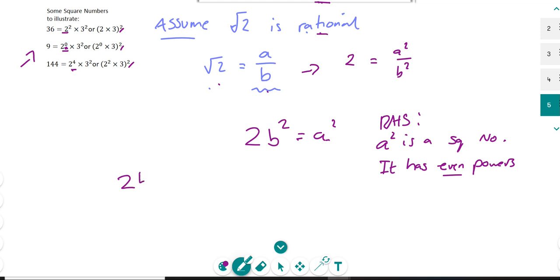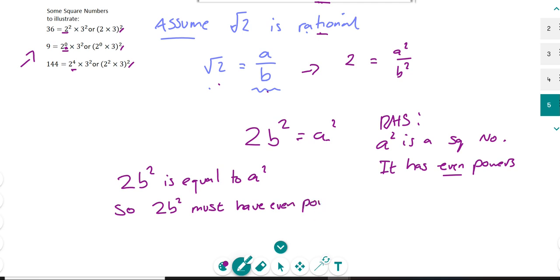So we can also say 2b squared is equal to a squared. So 2b squared must have even powers too, because they're the same number, aren't they? You can't be the same number if you have different powers. That doesn't make any sense. If you multiplied it, you wouldn't get the same number.